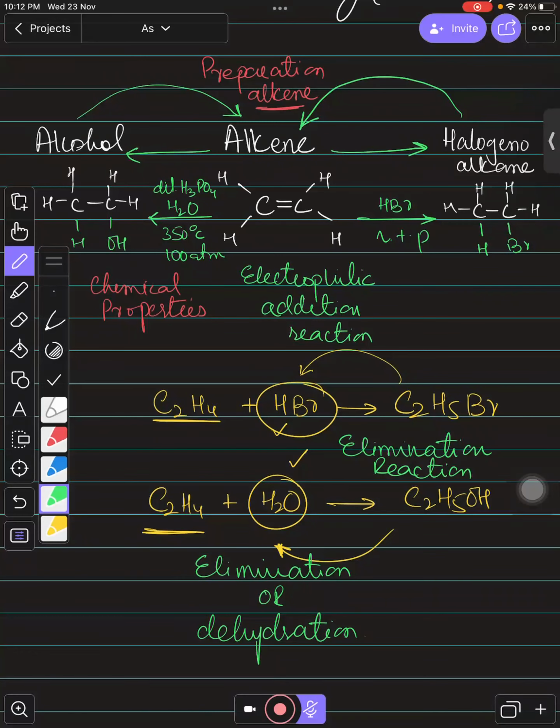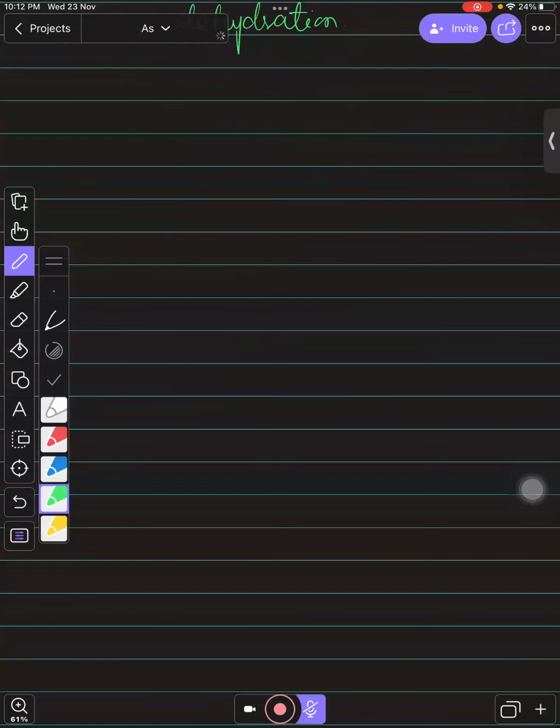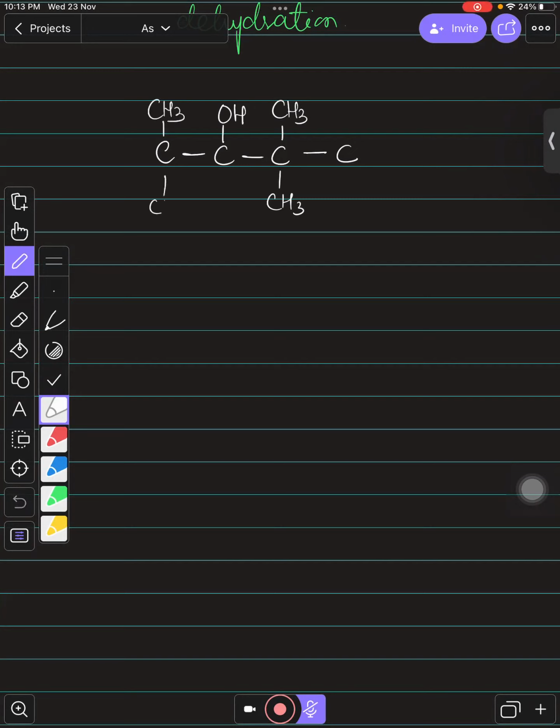Yes, sir. Now, let's talk about some examples. Very, very important thing about this reaction is what you need to understand. For suppose, मेरे पास एक molecule है, just like this. यहाँ पर एक CH3 लगा हुआ है, यहाँ एक CH3 लगा हुआ है. यहाँ पर आपके पास OH लगा हुआ है. ठीक है ना? यहाँ आपके पास CH3 लगा हुआ है, CH3, CH3. ठीक है ना? यहाँ H, यहाँ H, यहाँ H, यहाँ H.